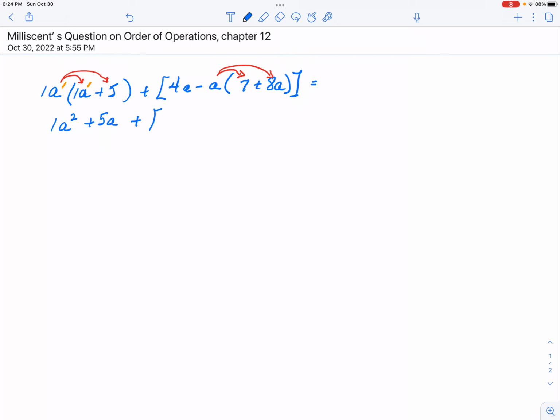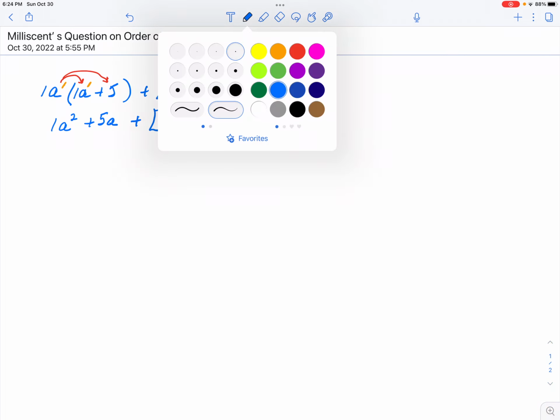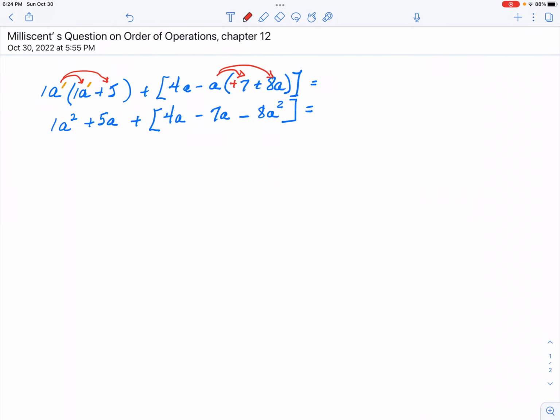I'm going to keep this plus, keep this bracket, keep this 4a, and now distribute the negative a over the parentheses. And again, just hold on to the bracket. So be careful with the signs here. This is a positive 7 multiplied by a negative a, and this is a positive 8 also multiplied by negative a. So you see I got negative results there for each of those multiplications.